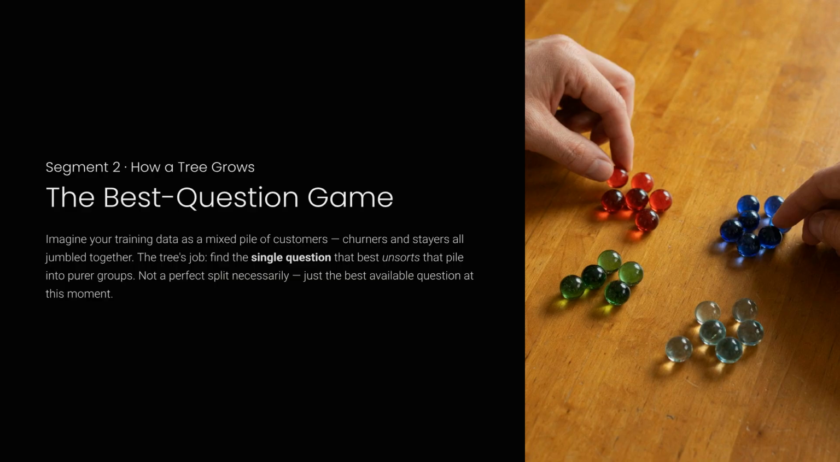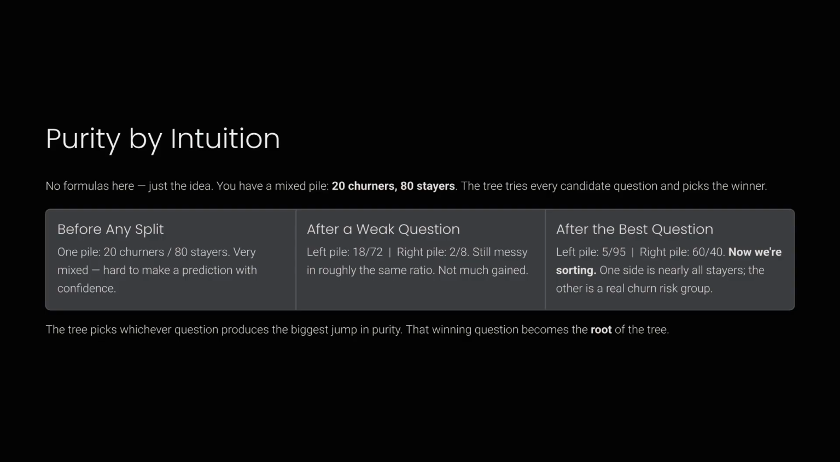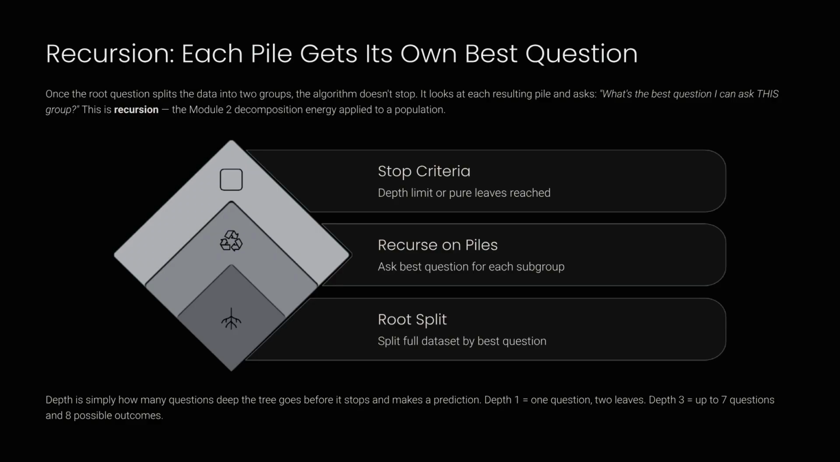Imagine your data as a mixed pile of customers. The tree's job is to find the single best question that splits that pile into purer, more distinct groups. The goal is to increase purity. A good question sorts your data so that one side becomes more uniform. The tree tests various candidate questions and selects the one that provides the most significant jump in purity for the root split. Once the first split is made, the process repeats recursively on each resulting group. The algorithm continues to ask, what is the best question I can ask this group, until it hits a stopping criterion, like a depth limit or pure leaves.